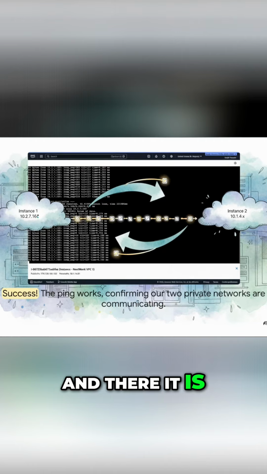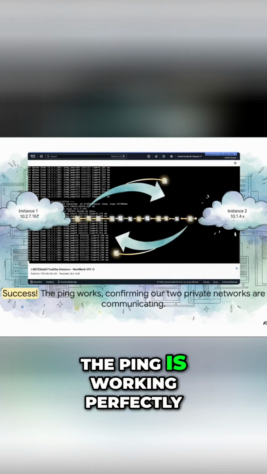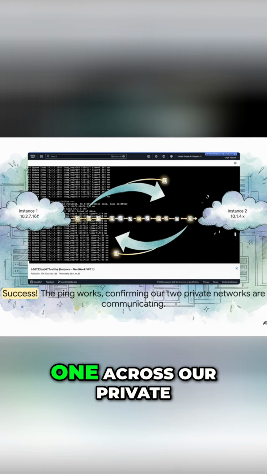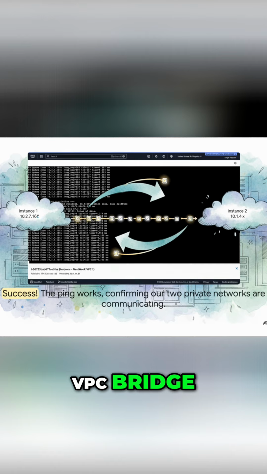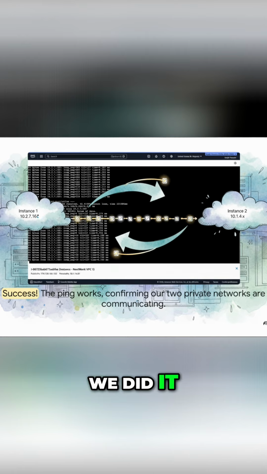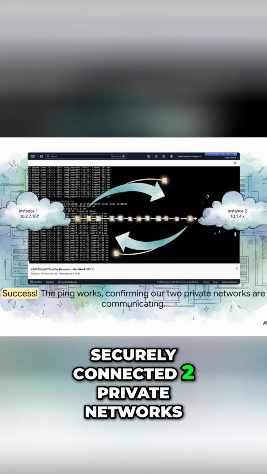And there it is. Just look at that. A beautiful, steady stream of replies. The ping is working perfectly. Our little test packets are zipping from Instance 1 across our private VPC bridge, over to Instance 2, and then all the way back again. We did it. We have successfully and, more importantly, securely connected two private networks.